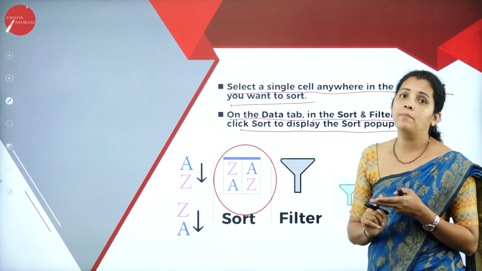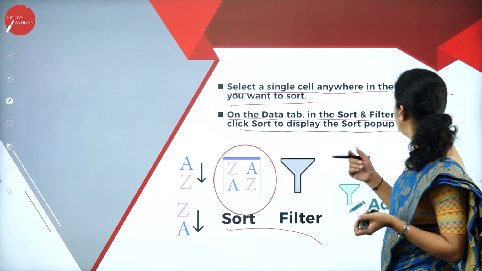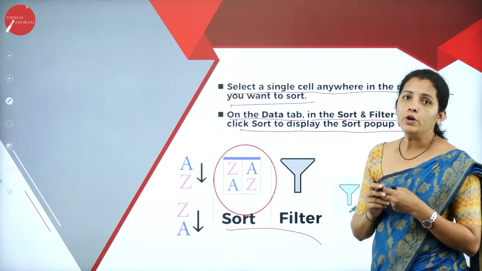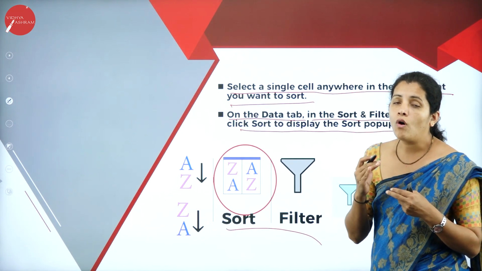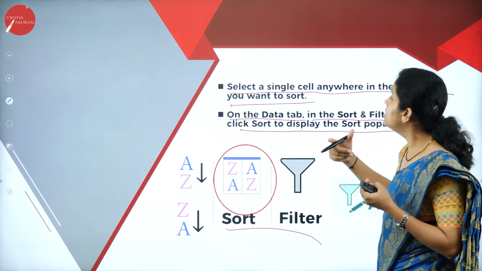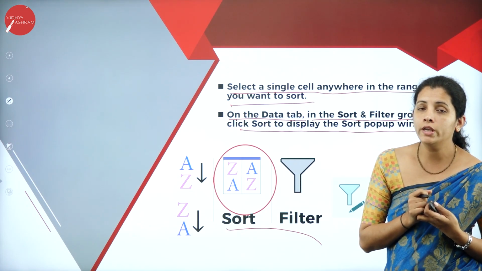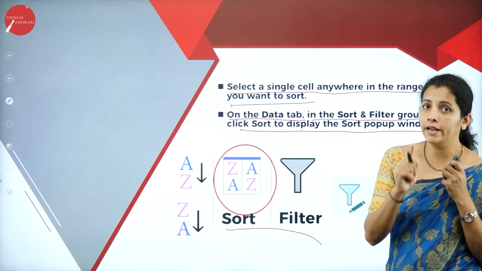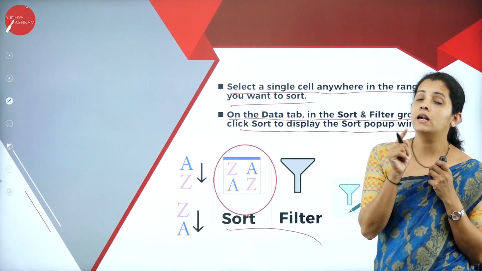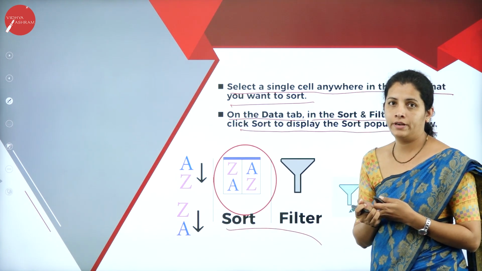Under the data tab, I'm going to have the option called sort and filter. In that, I'm going to get the pop-up with the list of sorting options. So what I want to do here is visit the data tab. Under the data tab, I'm going to get the option called sort and filter.